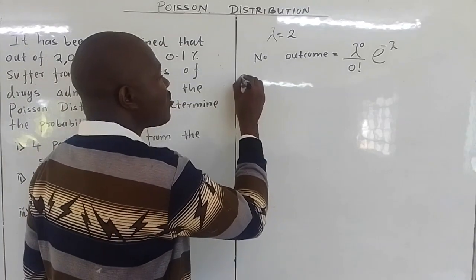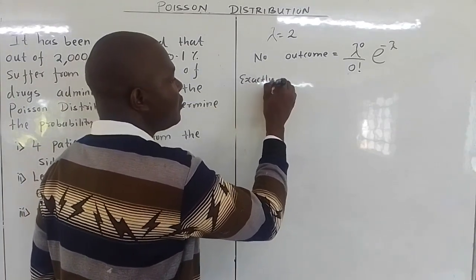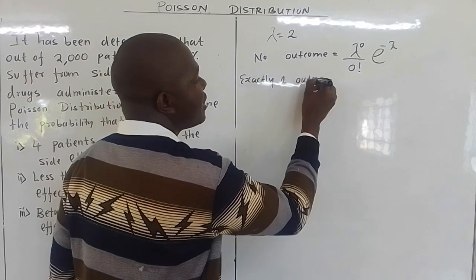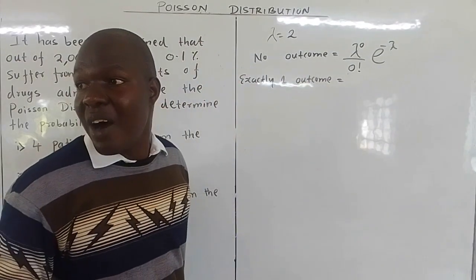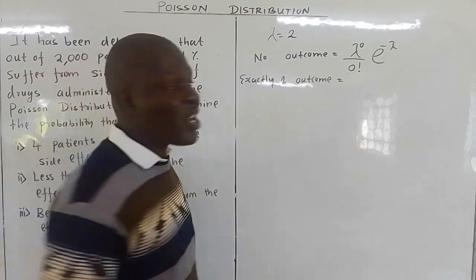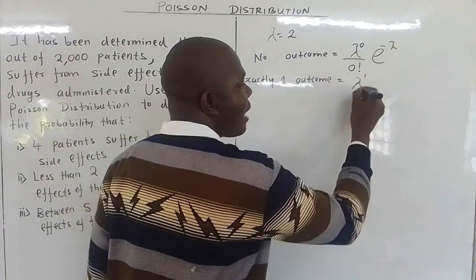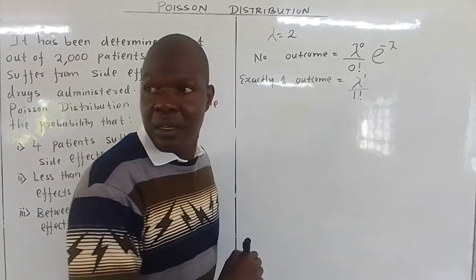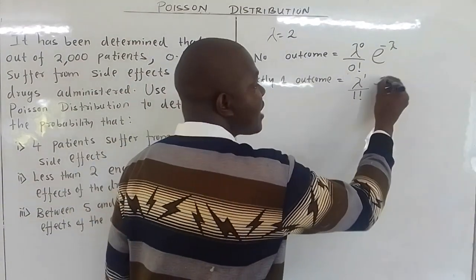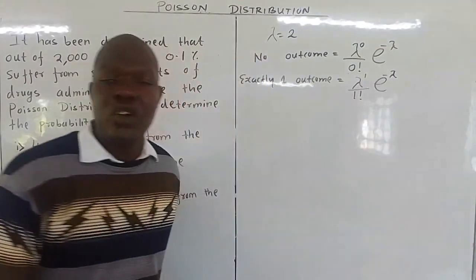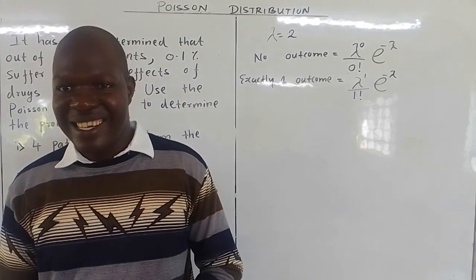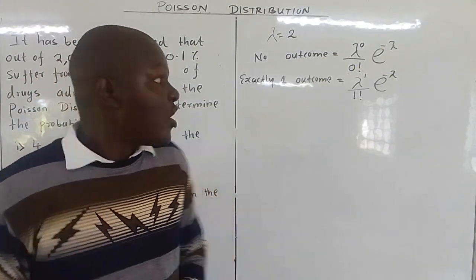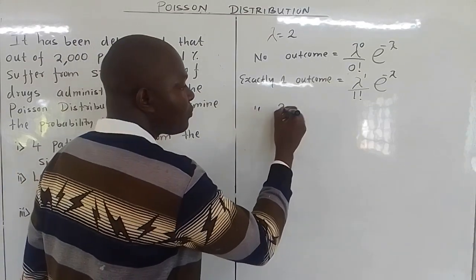Then when we have exactly one outcome, it means the power of lambda is 1, isn't it? So exactly one outcome we have lambda raised to power 1 over 1 factorial, then times exponential negative lambda. You saw the exponential negative lambda was the factor outside the bracket, multiplying everything, isn't it? Are we together?